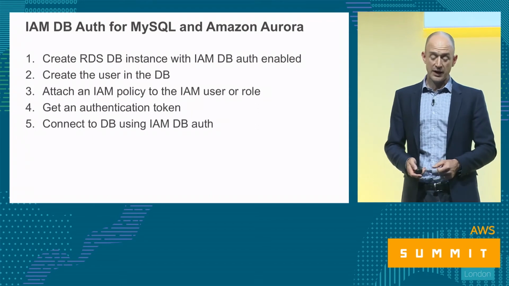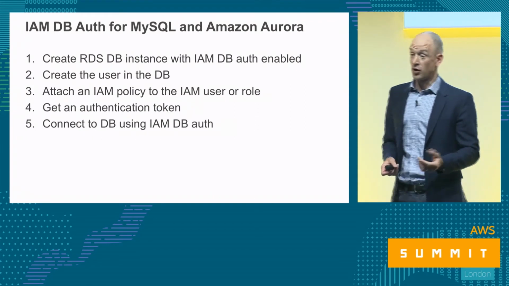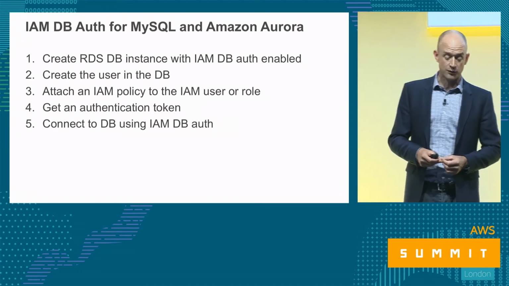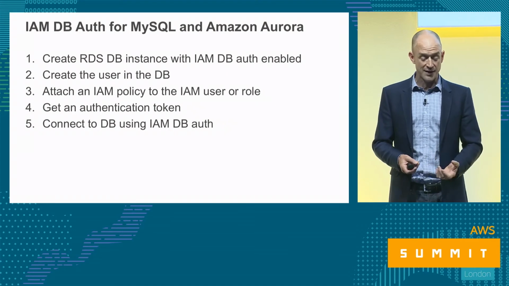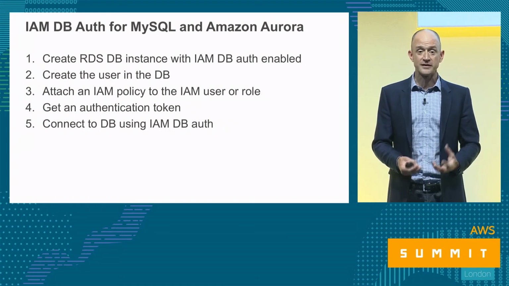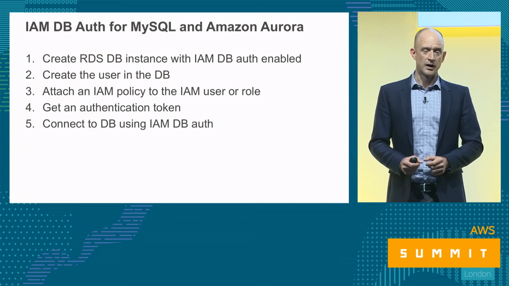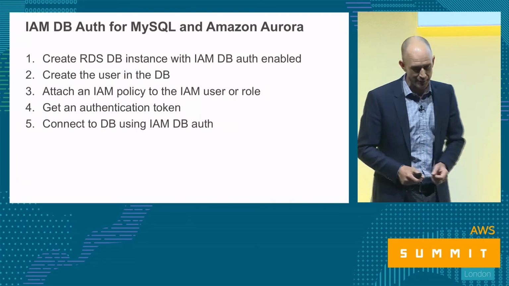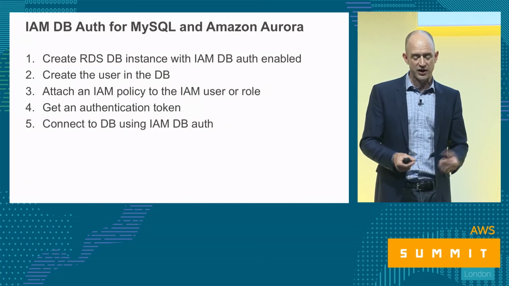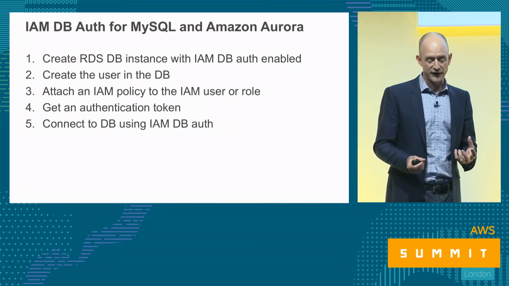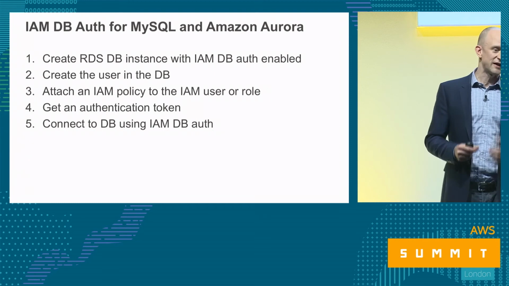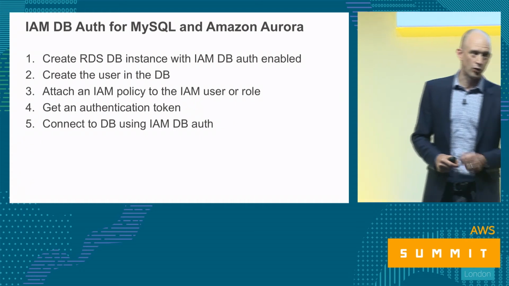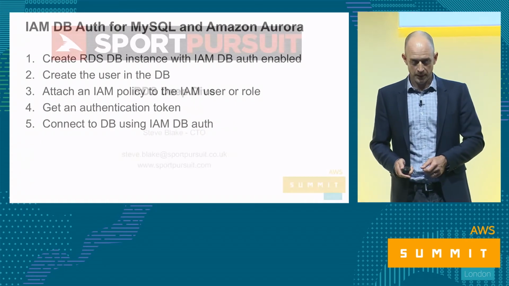So here's a quick step-by-step on how you do that. And all this is available online in our documentation. So you can create your RDS database instance with IAM database authentication enabled. You create the user in your database. And there's a special command or flag that you use to create that user and enable it for IAM authentication. You then attach an IAM policy to the IAM user or role. You get an authentication token, and you can connect to the database. So again, this gives you more control, more visibility of who's accessing the database, and so on. All of the documentation's online here.